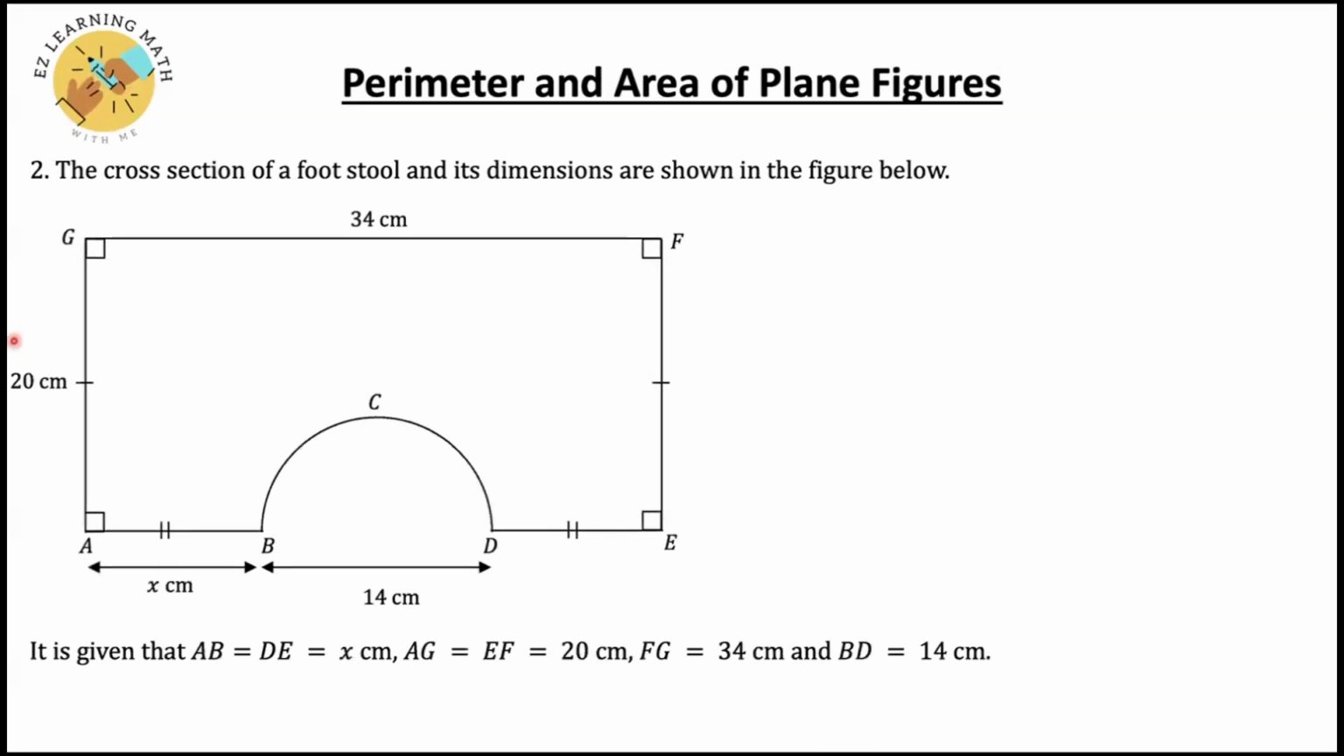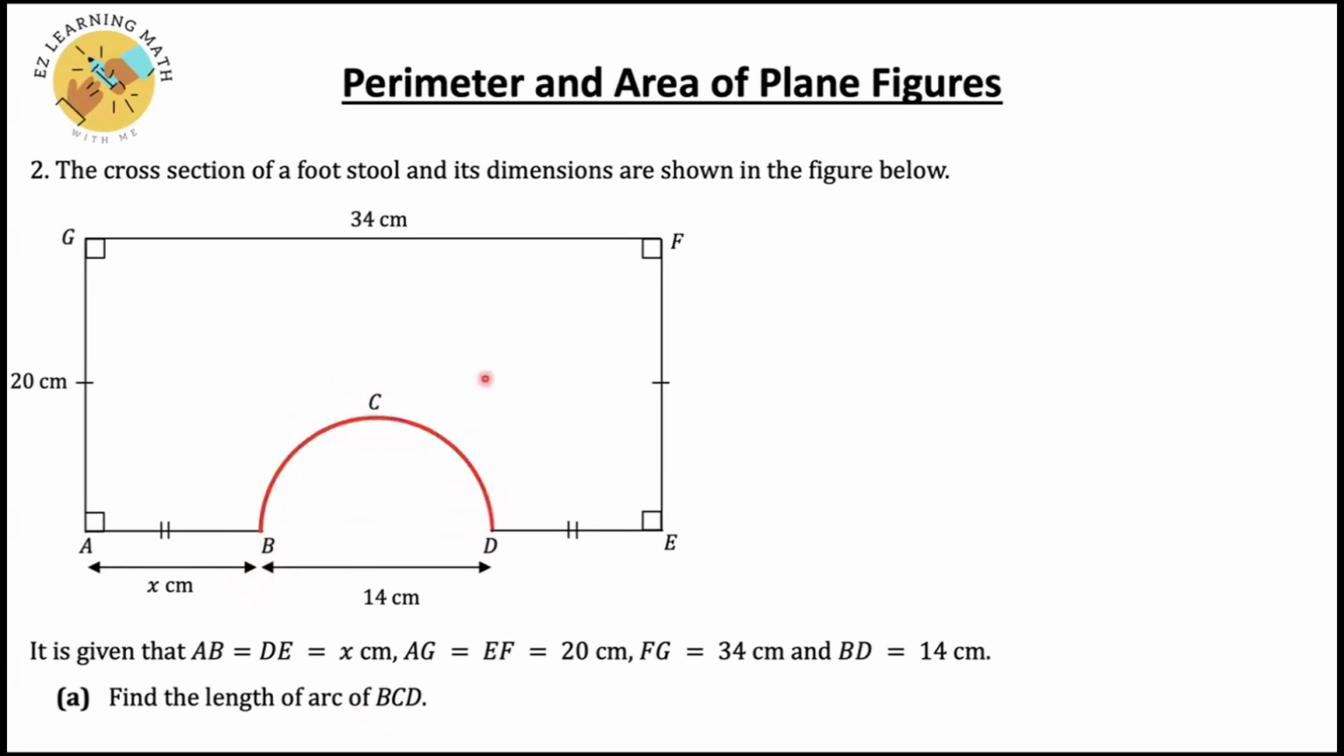And then it is given that AB is equal to DE is equal to x centimeter. AG equals EF equals 20 centimeter. And then FG equals 34 centimeter. BD equals 14 centimeters. Now find the length of arc BCD.